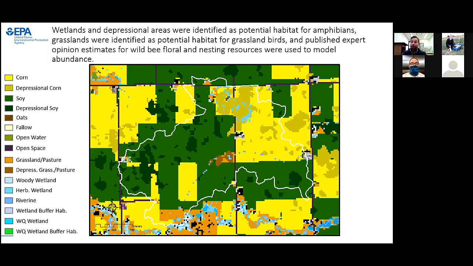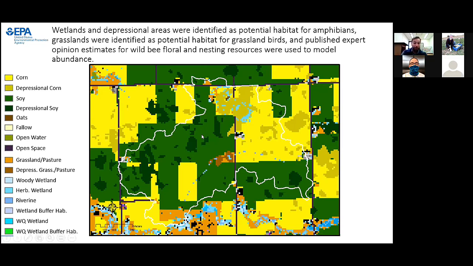After selecting catchments, we overlaid map locations of landscape depressions on top of land cover layers so that depressions were identified as unique depressional land use types. For example, depressional soy, depressional corn, or depressional grassland land cover classes.